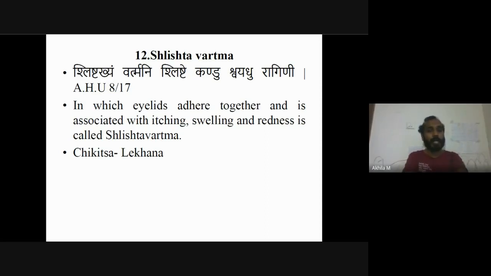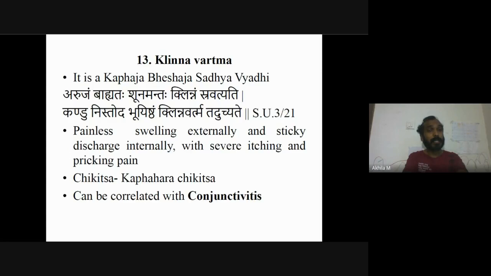And then comes Klinna Varma. Klinna Varma is told by Sushruta Acharya only. It is a Kaphaja Bheshaja Sadhya Vyadhi. Externally, there will be swelling, and there will be some stickiness and discharge. Internally, there will be some sticky discharge. There will be itching and pricking pain with severe itching.